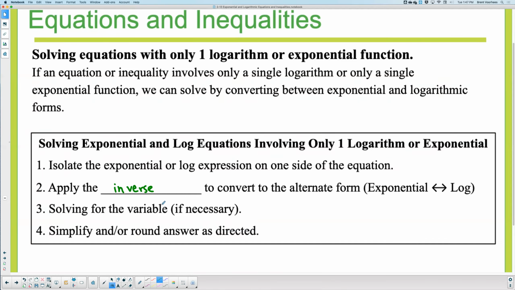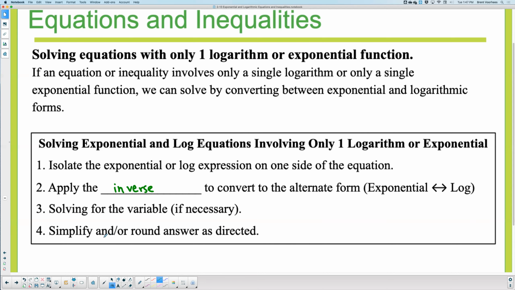Oftentimes, step 3 is not necessary. So a lot of times we'll go step 1, step 2, and then jump to step 4. But you'll see some problems where step 3 comes up. But like I said, this is just for reference. Just look back at this later if you need help on solving the problems if you don't catch it in class. So let's actually begin on our problems.